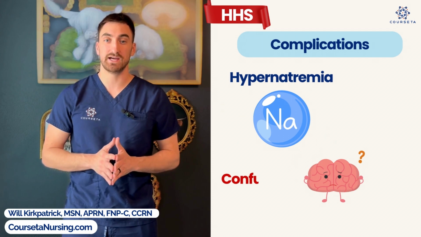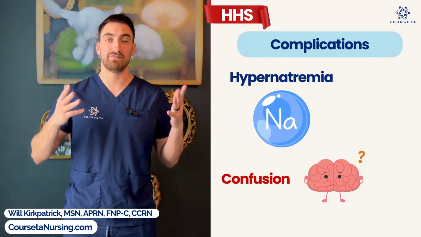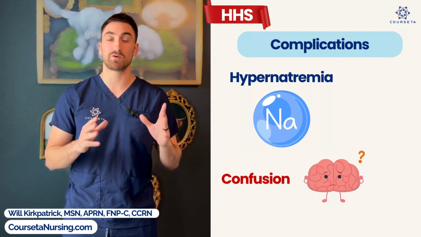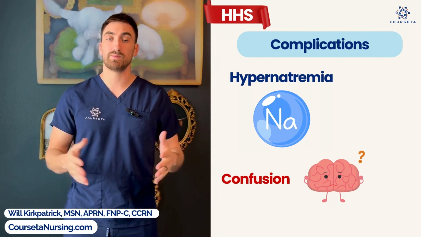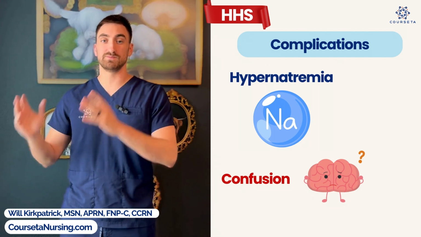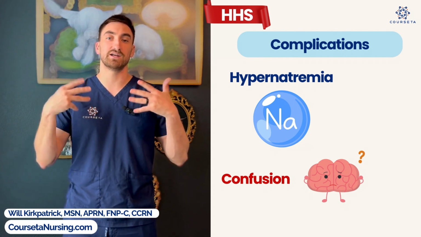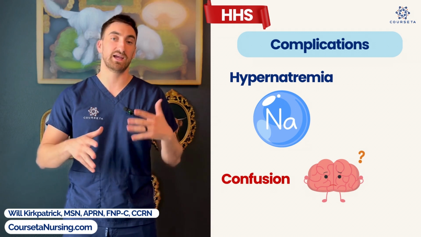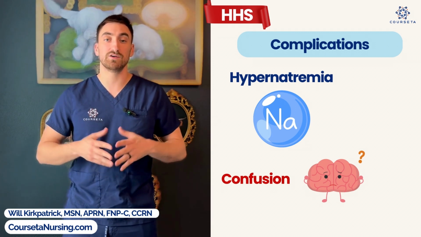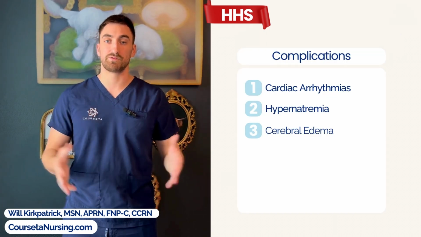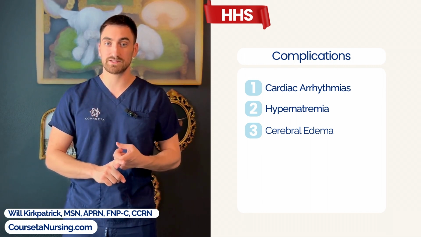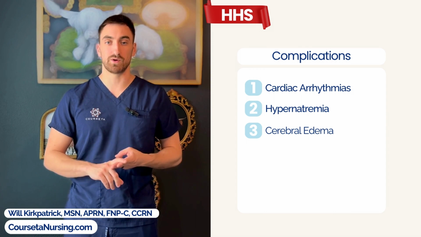And then there's HHS, which is the same thing. They can have electrolyte imbalances, such as with the potassium, but specifically, more importantly, with the sodium. So remember, we have hyperglycemic hyperosmolar, which means there's an increased concentration of electrolytes, specifically the sodium. So when there's a hypernatremia, it can cause cerebral edema. So the three major complications you'll want to remember with HHS are cardiac arrhythmias, hypernatremia, and cerebral edema.